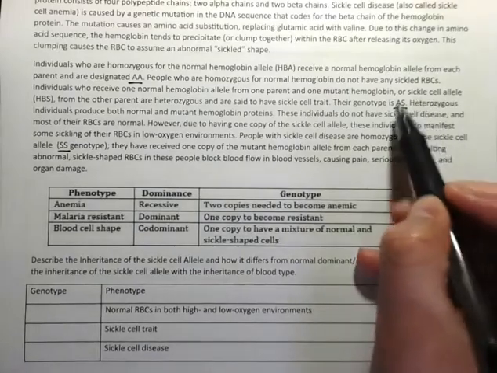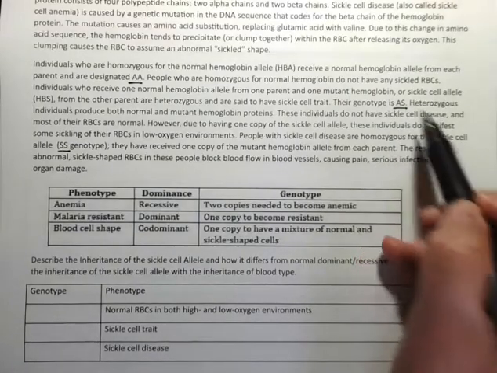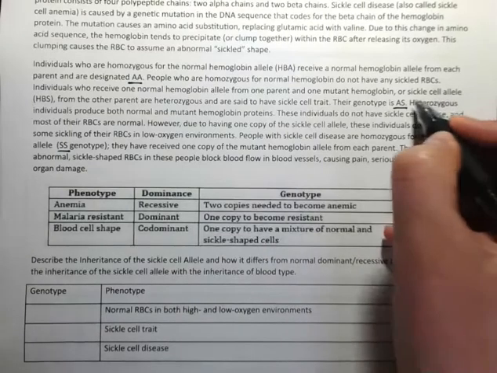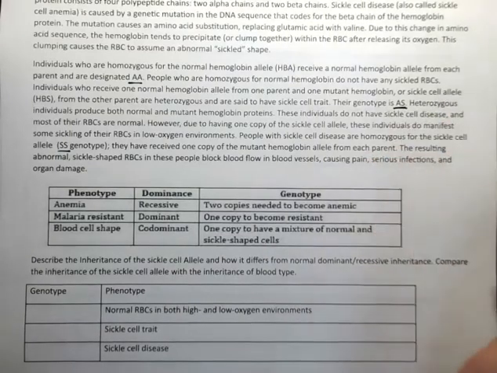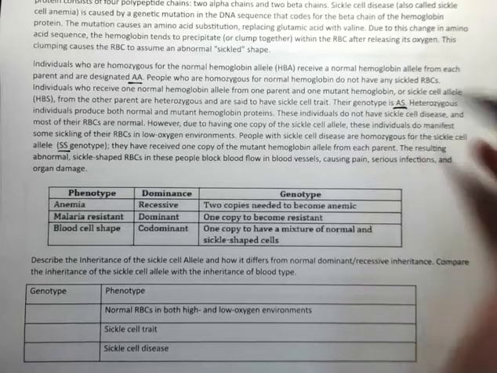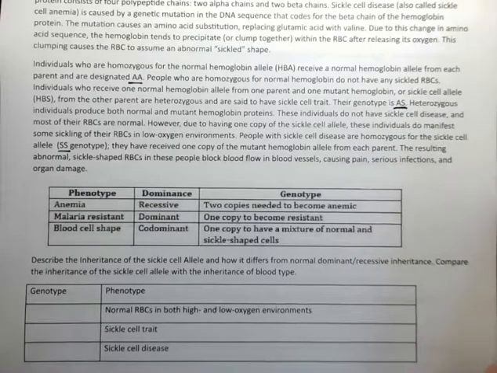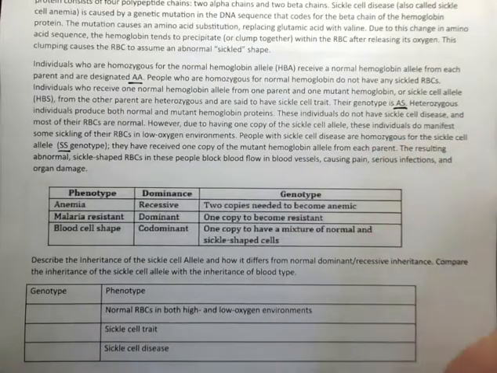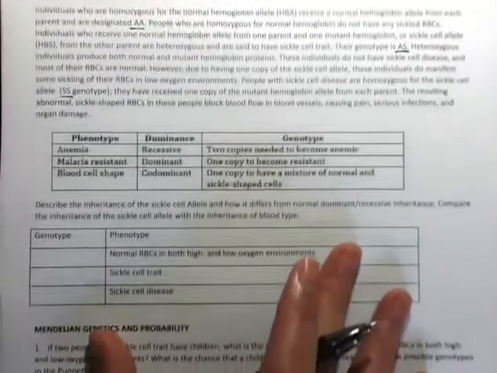There's something called the heterozygous advantage in certain environments, because while having any blood cells that will become sickled in a low oxygen environment would be bad, it actually provides you some immunity to malaria. So being heterozygous, if malaria is present, actually becomes advantageous.